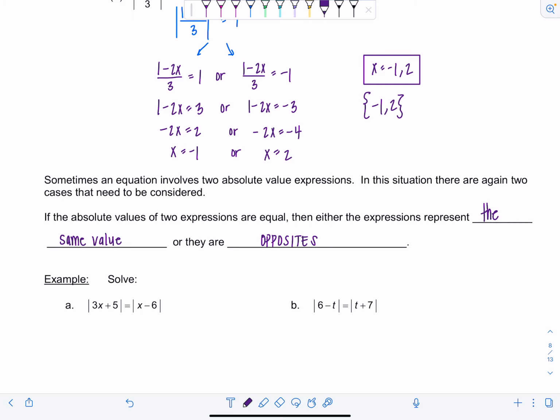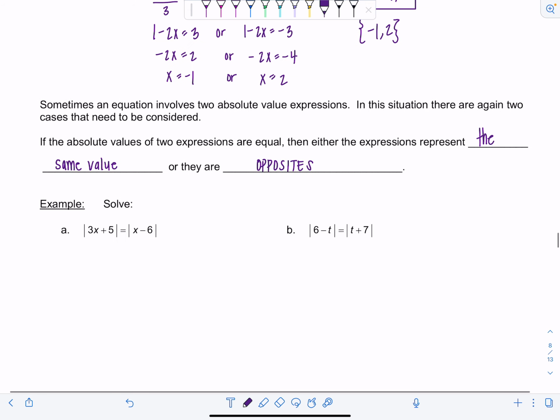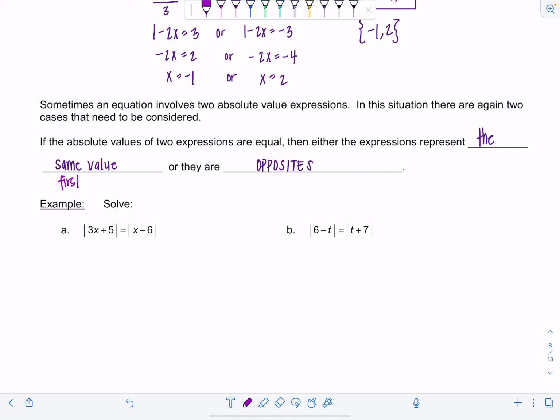Okay, and so how would you set that up? Well, if they're the same value, the exact same value, then you would just set the first quantity inside the absolute values equal to the second. If they're opposites, then you would set the first equal to the opposite of the second.